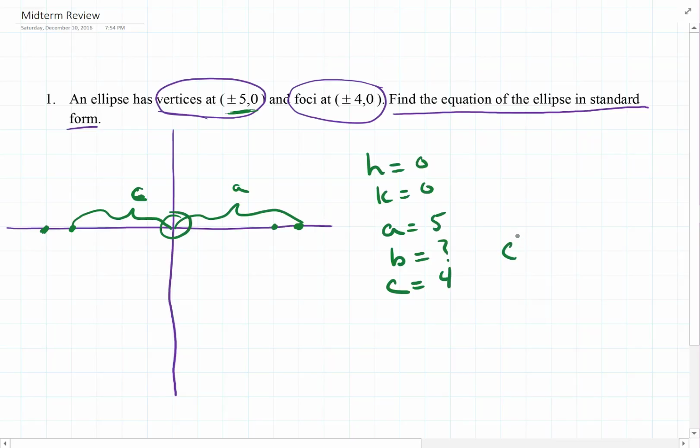So right here we say c squared, well actually 4 squared equals a squared minus b squared. So we're going to plug in the values that we know. 4 squared equals 5 squared minus b squared. Solving this for b, I won't put you through the whole process, but b squared equals 9. Therefore, b equals 3. We now have all the variables that we need in order to fill in the formula.